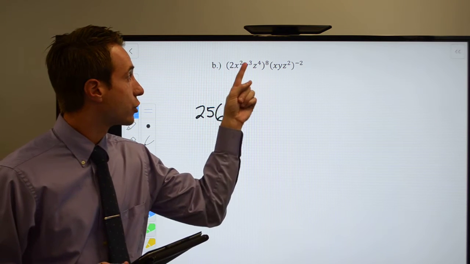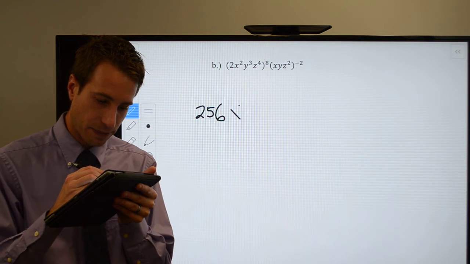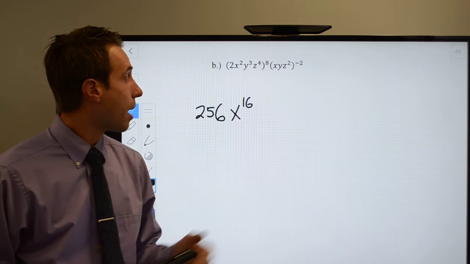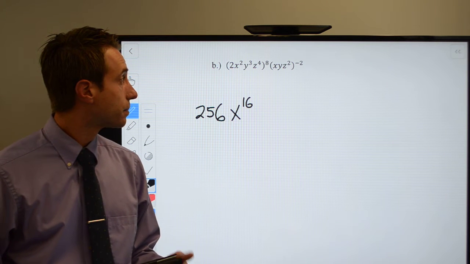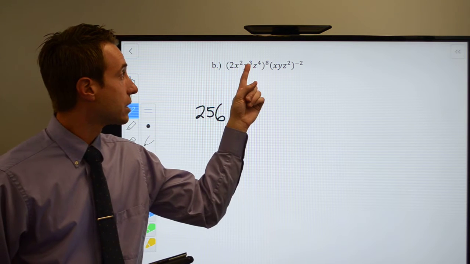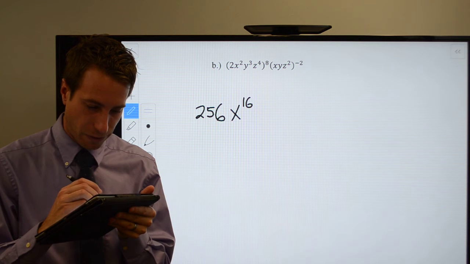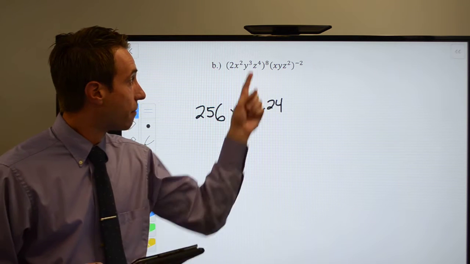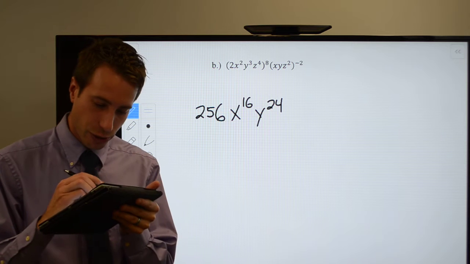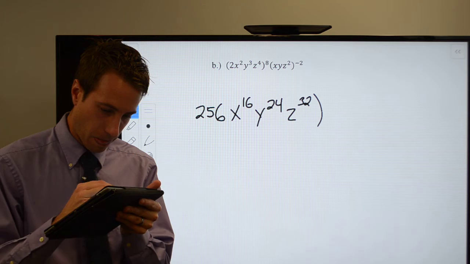I have an x squared raised to the 8th, so 2 times 8 would be 16. I have a y to the 3rd and an 8. So I'll need to multiply 3 times 8, which is of course going to be 24. 4 times 8 will be 32, so z to the 32nd power.